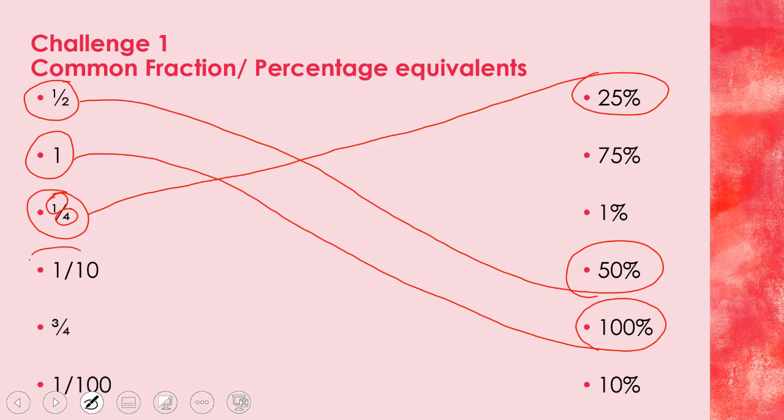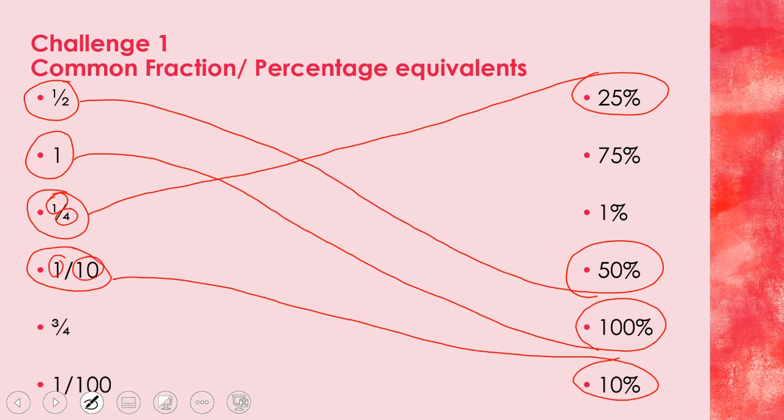Carrying on along the same plane, we have 1/10. So we're looking for 1/10 of a whole. Remember, our whole in percentages is 100%. So it would be this one here. So 1/10 is equivalent to 10% because we have taken our whole and we've divided it into 10 equal parts. And of course, we know that if we take 100 and divide it into 10 equal parts, 100 divided by 10, that will give us the answer 10%.